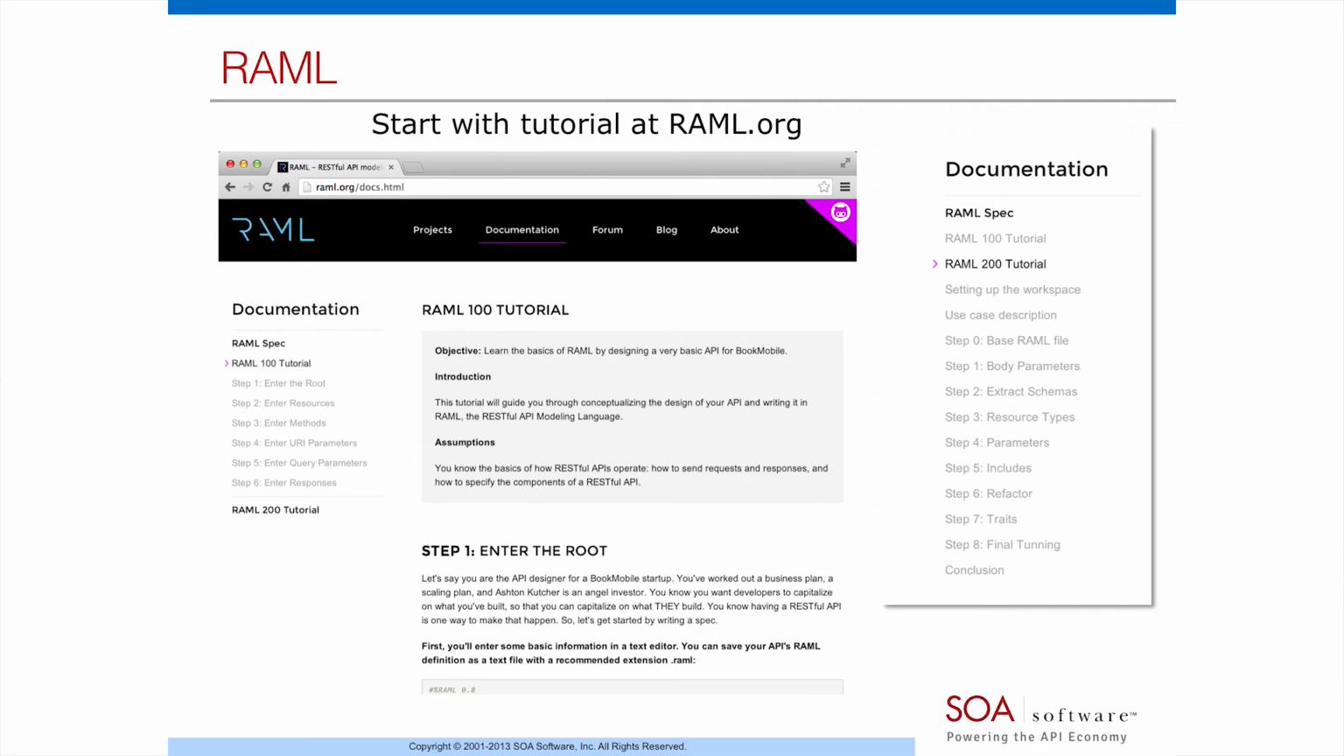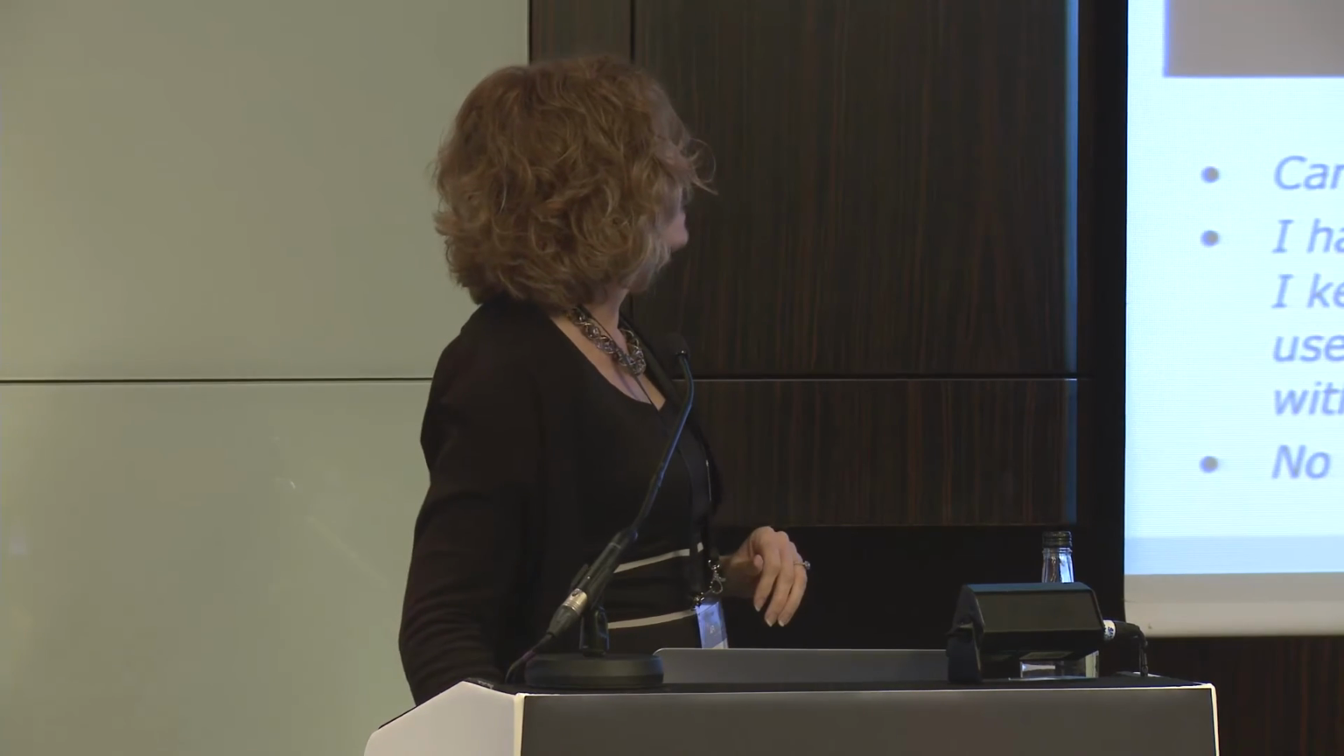Kudos to the RAML team because they have very good documentation and very good tutorials. You can start with the 101 or 100 and move all the way down to the 200s where you get into traits. So you can start with the simple definitions that even non-techie people can understand, and then go into how to use traits and inheritance and things like that. So very, very easy to understand.